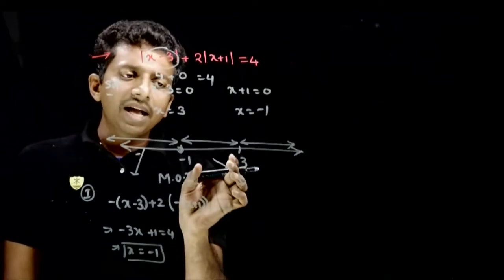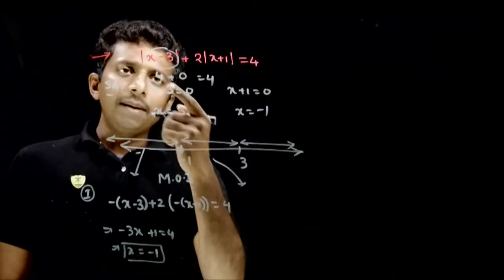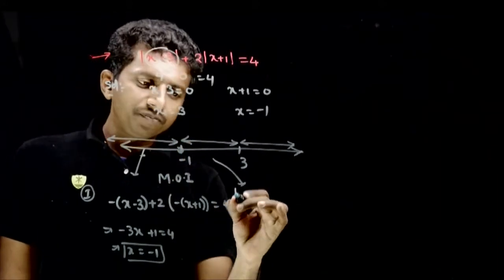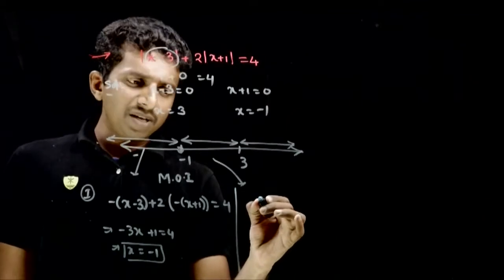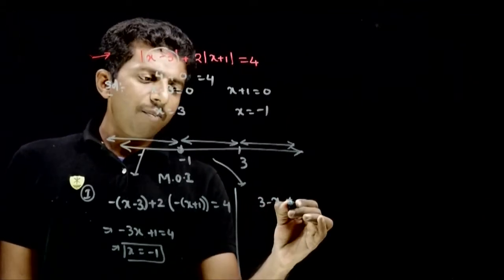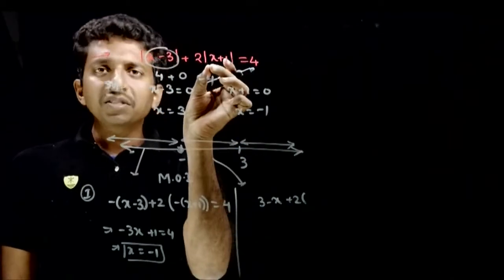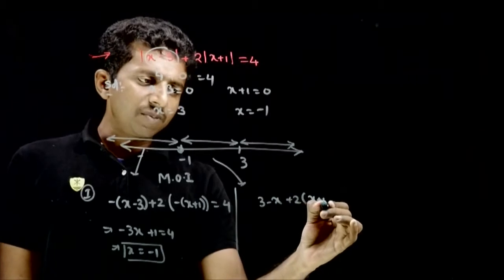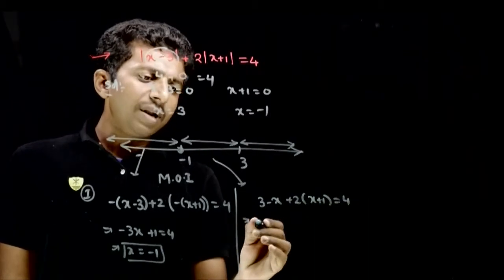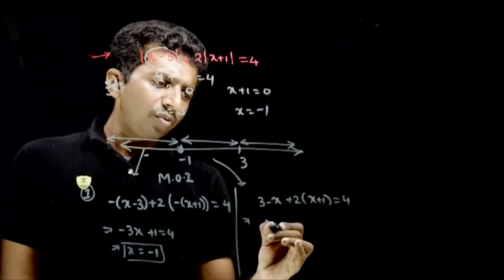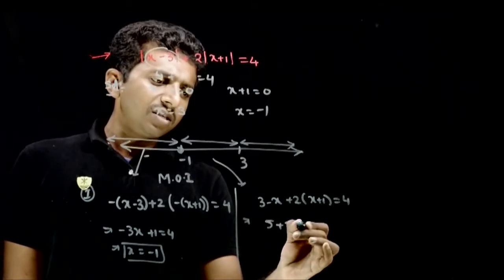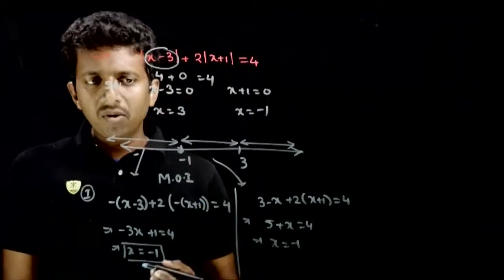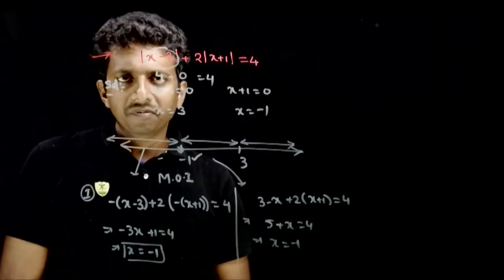इस इंटरवल में अगर x minus 1 और 3 के बीच में है तो आप देख सकते हैं as long as x is less than 3 this is negative. So mod x minus 3 क्या होगा? Minus of x minus 3 which is 3 minus x plus 2 times. इस बार x minus 1 से बड़ा है तो mod x plus 1 जो है पॉजिटिव होगा. So mod x plus 1 will be x plus 1 is equal to 4. This implies 3 plus 2, 5 plus x is equal to 4. This implies x is equal to minus 1. यहां से भी आपको बॉर्डर का वैल्यू आया minus 1. So minus 1 is a solution for now.